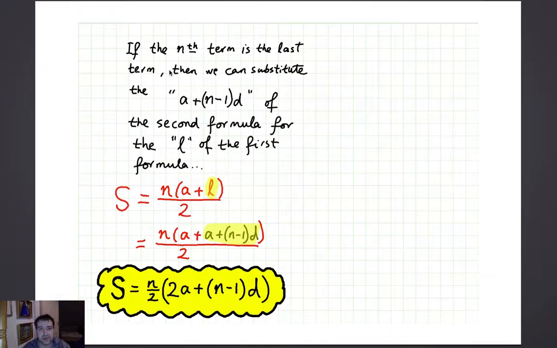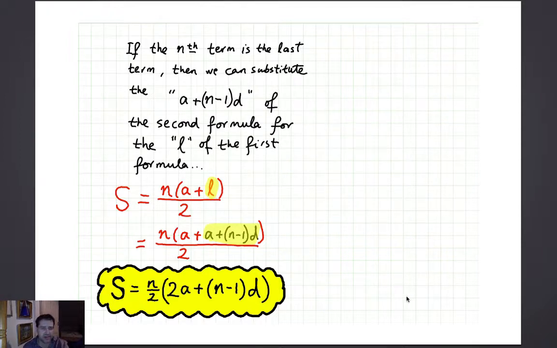So I've written, if the nth term is the last term, then we can substitute the a plus n minus 1 d of the second formula for the l of the first formula. So we're taking the l there and then sticking in the formula for the nth term, assuming that that nth term is the last term. So the sum of the first n terms is n times a plus, and now it says a plus n minus 1 d, all divided by 2.